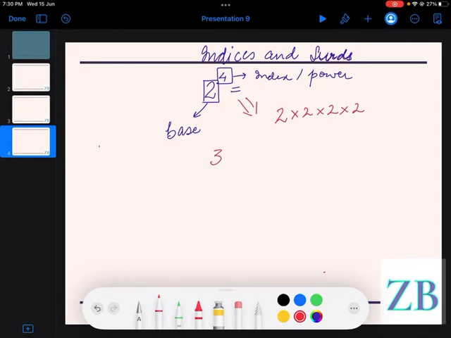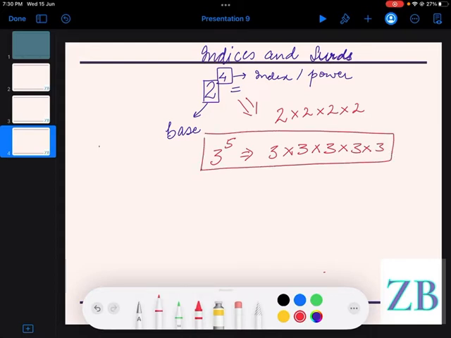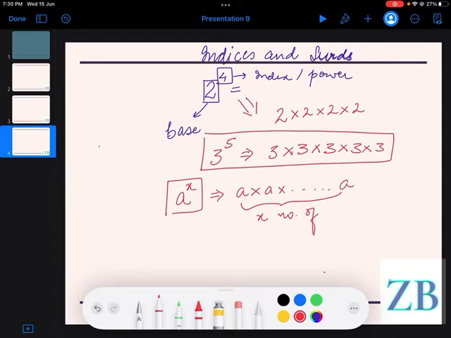We can also write 3 to the power of 5. It will mean that 3 is multiplied to itself how many times? 5 times. That's the power. Hence, we conclude that if I am going to write a to the power of x, a to the power of x would certainly mean that a would be multiplied to itself x number of times. Simple, isn't it?